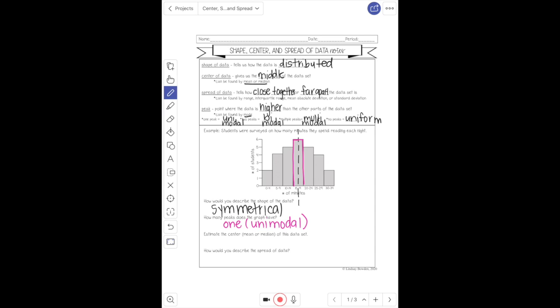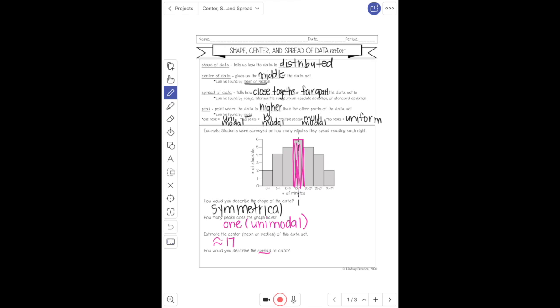The next question says estimate the center, so thinking about the mean or the median. The center is where we're looking at the middle. Because this is symmetric, and this is not always the case, since we may have some that are shaped differently, we can say that the mean and the median are going to fall in this range between 15 to 19. So we could say approximately 17.